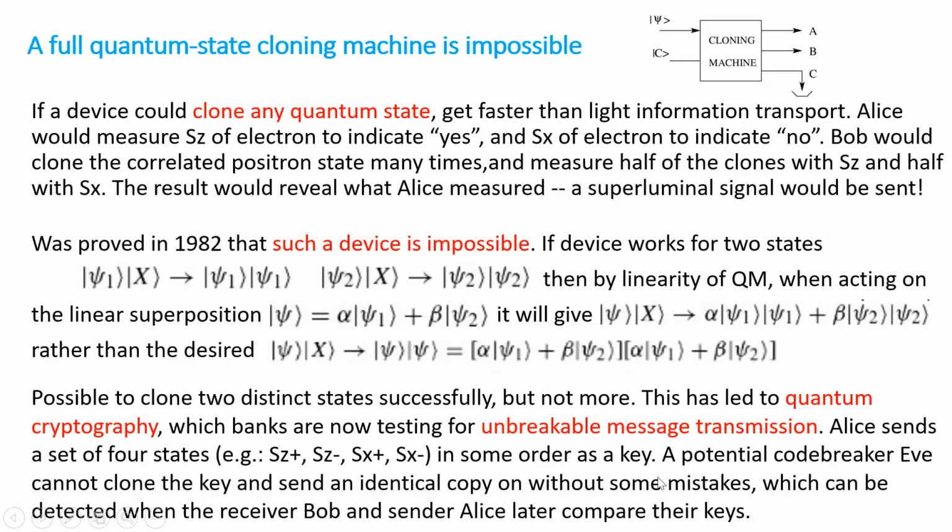So there would be some corruption because this device would not work properly on at least one of these states. And when Bob, the receiver, and sender Alice later compare their keys, they would realize that someone had tried to eavesdrop because the two would not match. So they could then discard that message and not act on that information. So Eve cannot eavesdrop without being detected.